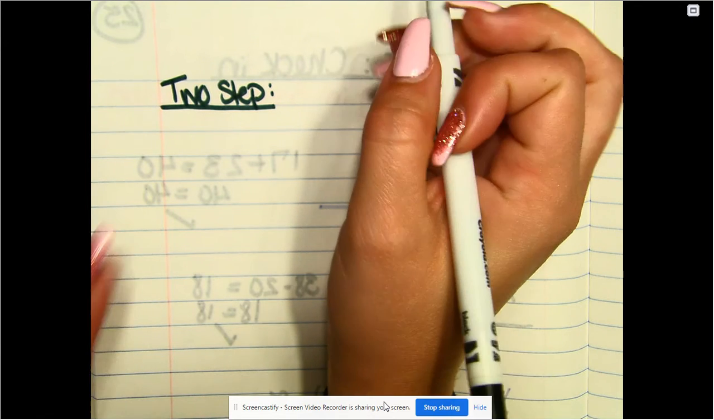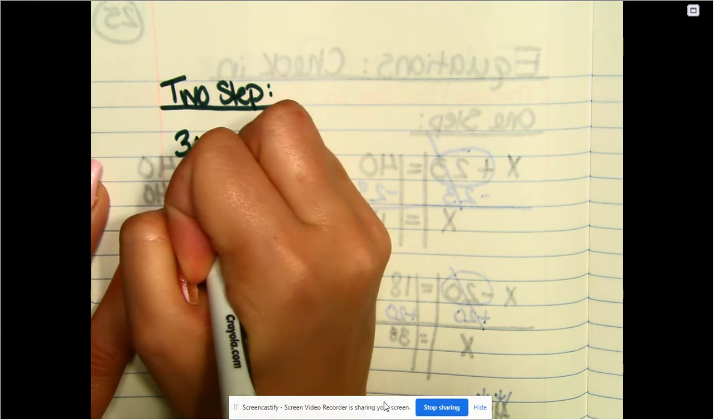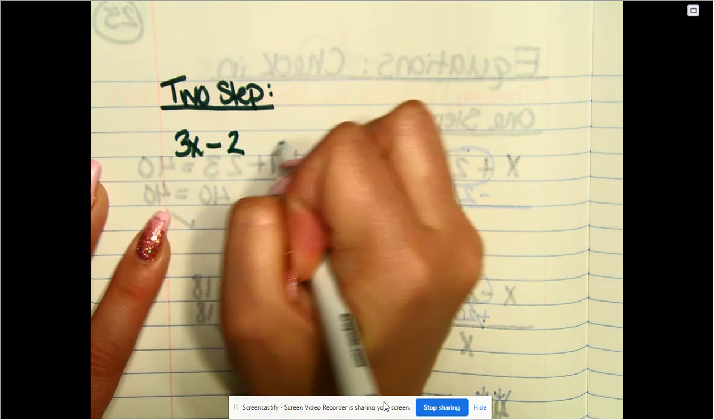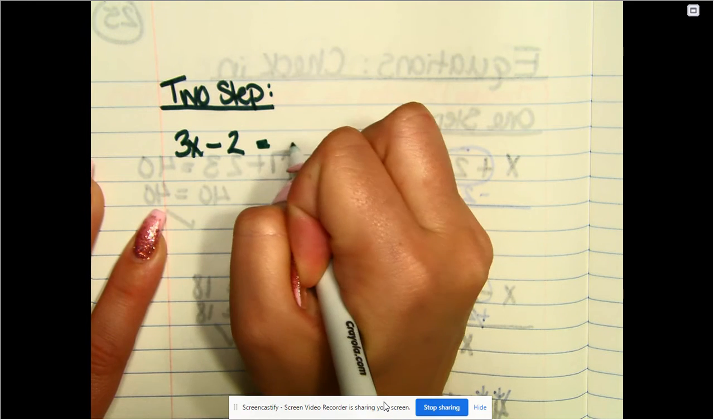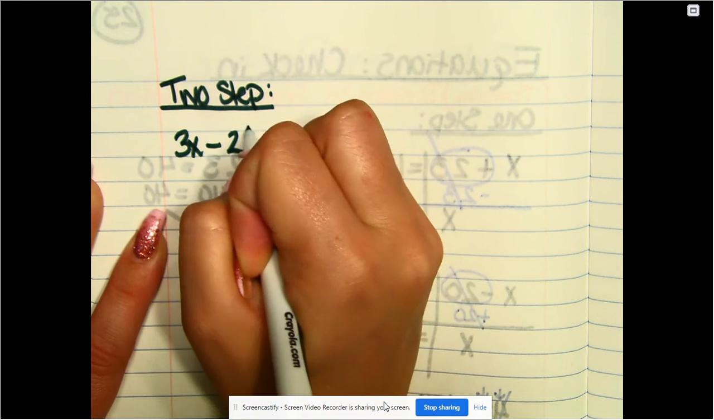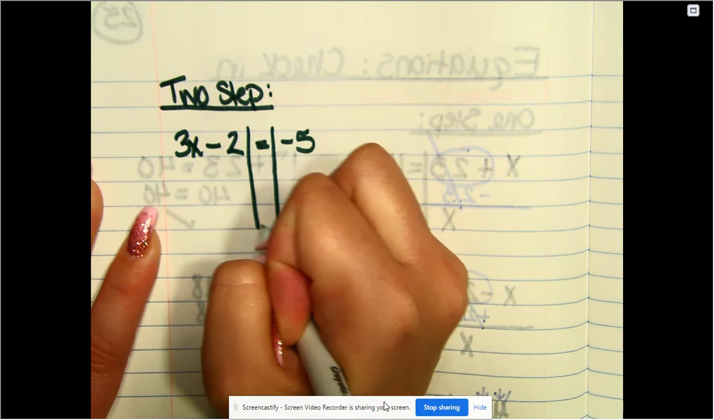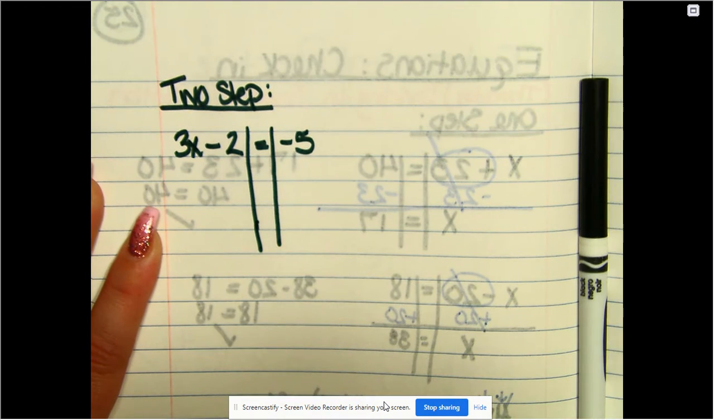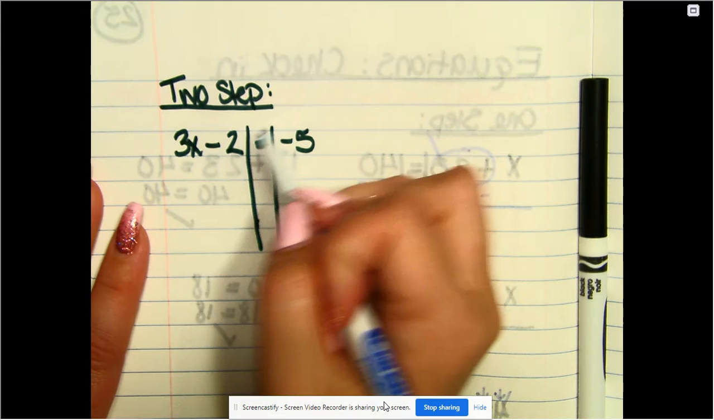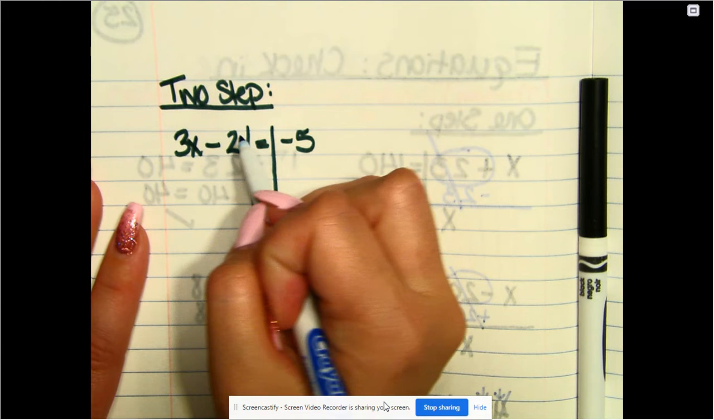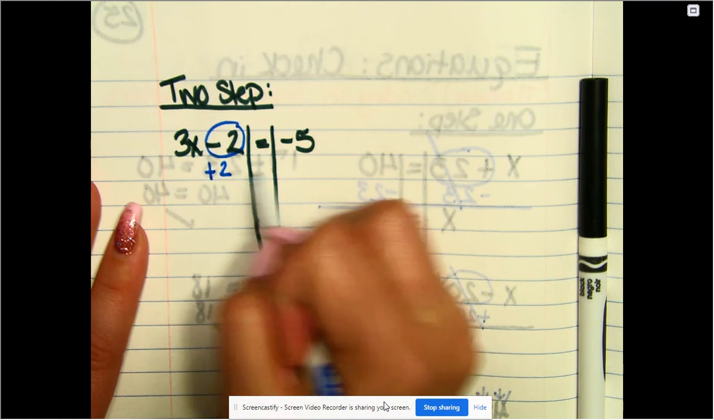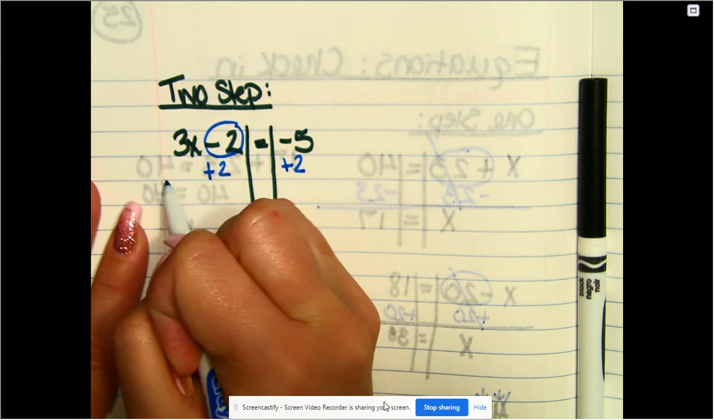Okay, the first one that I'm going to do is 3x minus 2 is equal to negative 5. So again, barrier around my equal sign so I can keep those separated. Same concept as a one step. So first I see subtract 2. The opposite of that is adding 2 on both sides.